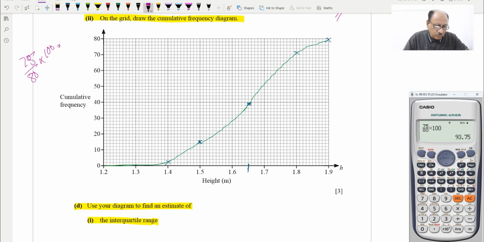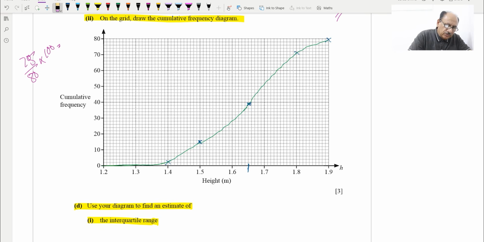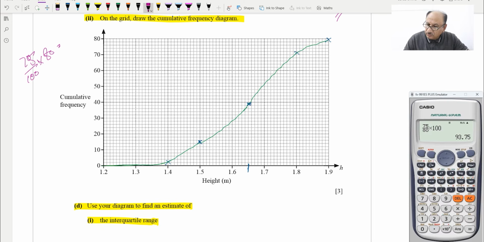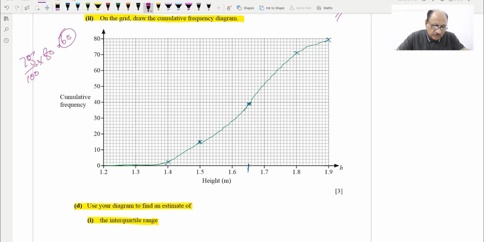It should be 75 over 100 into 80. So we have made a mistake. This will be 75 over 100 into 80, which will give us 60. Yes, so this will be the 60 line.